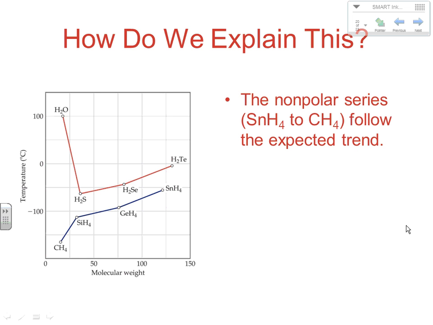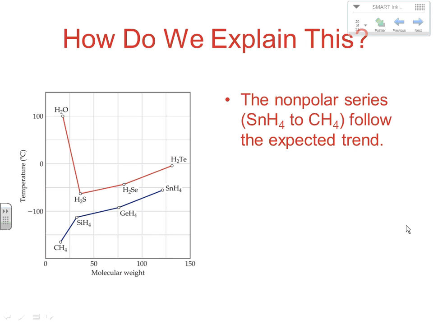Now, using these ideas to explain things like melting points, you need to be able to do that. So let's say we have a graph here. You can see it's molecular weight versus temperature. And this is a non-polar series. So the bottom one is a non-polar series. The nonpolar series on the bottom is going to follow a very specific trend in boiling point temperature, and it's because of larger, more polarizable electron clouds.